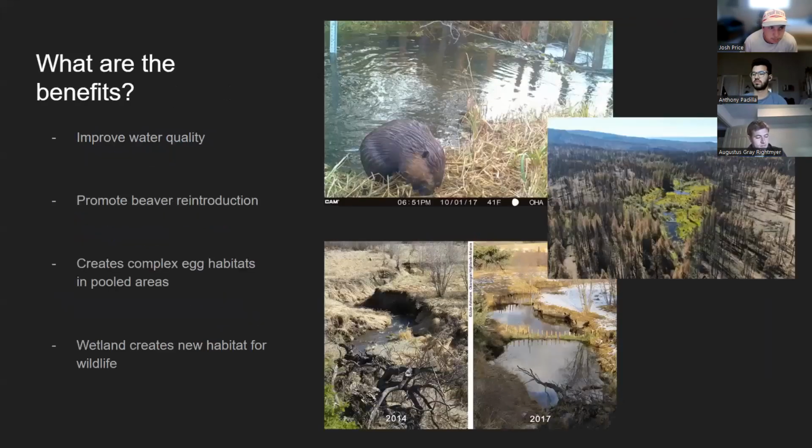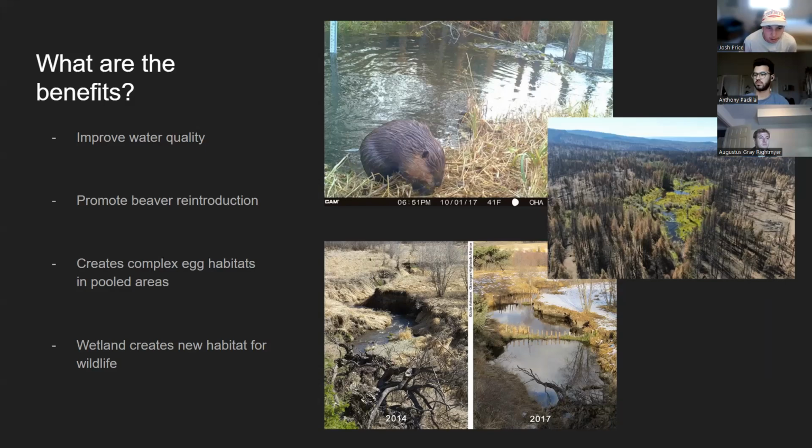It then starts to combat stream incision by promoting better sediment deposition. So the benefit for these is it improves water quality, like I said, by allowing sediment to settle into the bank or the beds of the stream. It also promotes beaver reintroduction. These are usually built in areas where beavers have been pushed away, and a lot of times beavers will come back to these areas once they've realized that there are the right conditions for them to build their dams. And that's something that we were looking into, especially with the beavers of our area.